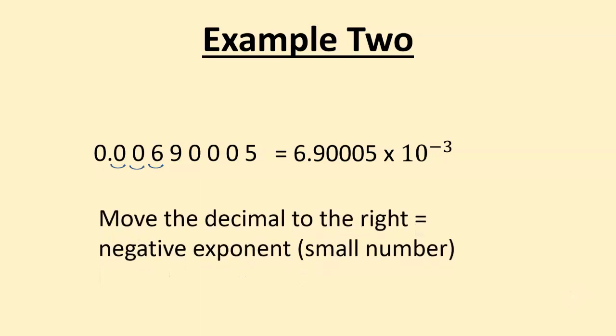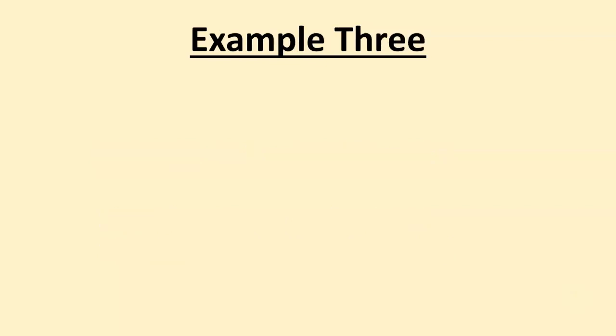All right, so example 2. Here we have a rather small number, 0.0069005. We're going to move this decimal place 1, 2, 3 places, and that means we are now in scientific notation. Our number, our coefficient, is falling between the numbers of 1 and 10, right? So it's 6.90005 times 10 to the negative 3. And I know that negative 3 because I moved the decimal to the right. I had a negative exponent. I started with a small number, and that's how I got that answer.